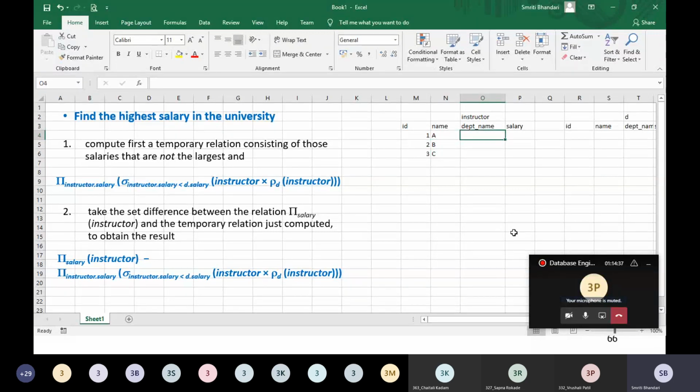So suppose A, B and C are names of the instructors and department name is suppose CSE, say IT and mechanical, and salary is suppose 60,000.